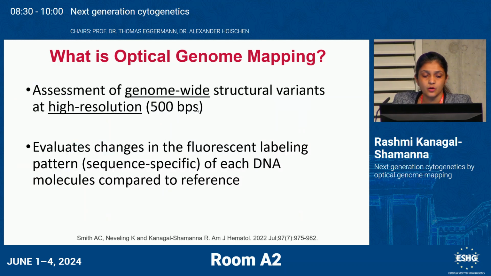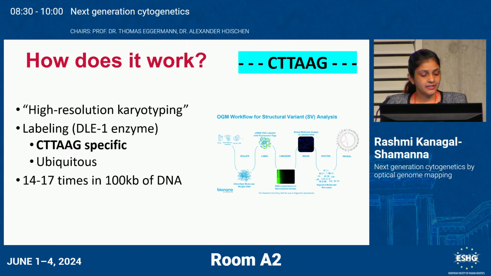So what exactly is optical genome mapping? This is a technology primarily that can be used to assess genome-wide structure variants at a very high resolution, often at a gene or an exon level, and we can go down to 500 base pair level. It does that basically by evaluating the changes in the fluorescent labeling pattern, which is specific to a 6 base pair sequence in each of the DNA molecules, by comparing it to the reference. So essentially, this would be a high-resolution karyotyping.